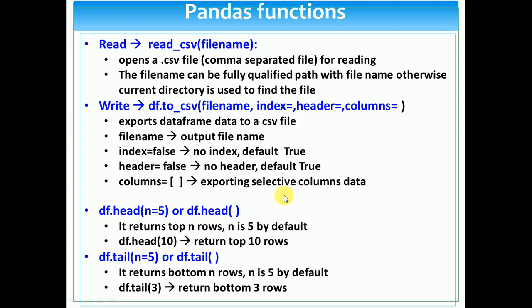So for doing reading of a file, we are going to make use of read_csv. For writing, that means creating a file, we are going to make use of df, that means a data frame object, and then .to_csv. That is what we are going to take a look at. So these are the two important functions, read_csv and to_csv, and then the supporting functions are head and tail.